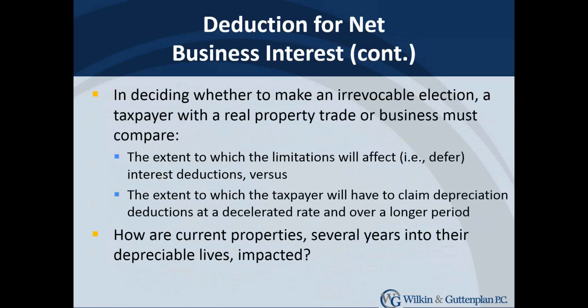What we don't have clarity on is this might be easy to apply to purchases of properties in 2018 and forward, but how does this apply to properties that are currently in place and several years into their depreciable lives? If we wanted to make this election, do we now have a change in accounting method because we're changing the depreciation methods? We still have to wait for final regulations for more clarity on how to proceed with existing properties.